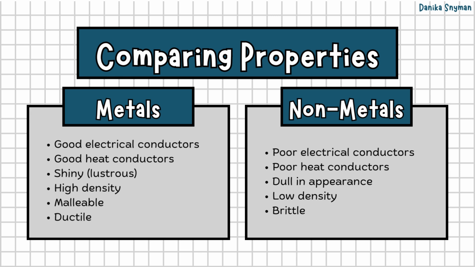Let's look at properties of non-metals. They are not good at carrying electricity and not good at carrying heat. This means they are not good conductors of heat and electricity. They are not shiny, that means they look dull, and they are light, with low density, and they break easily, that means they are brittle.